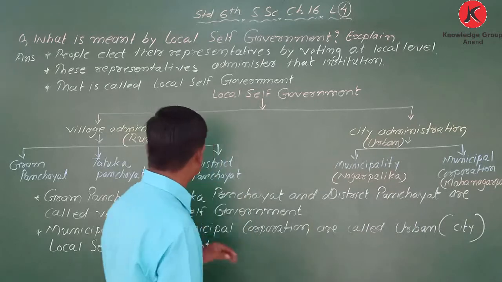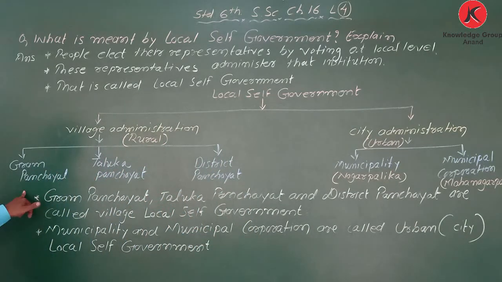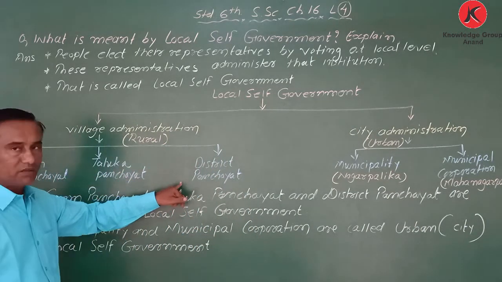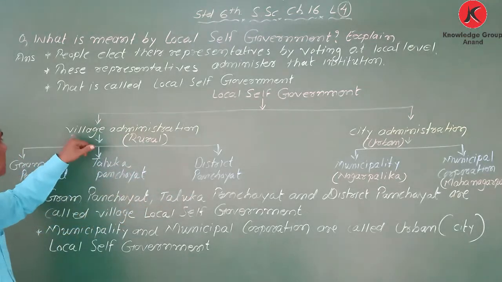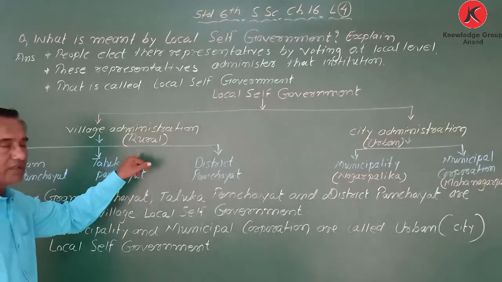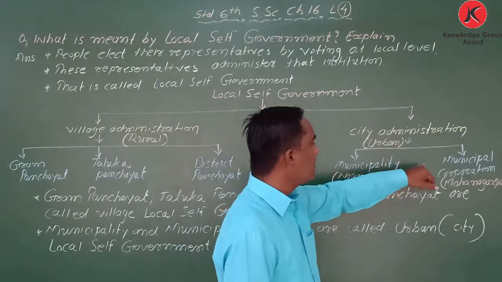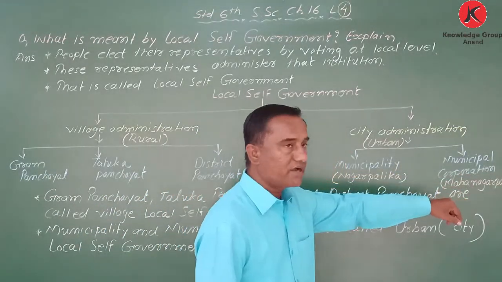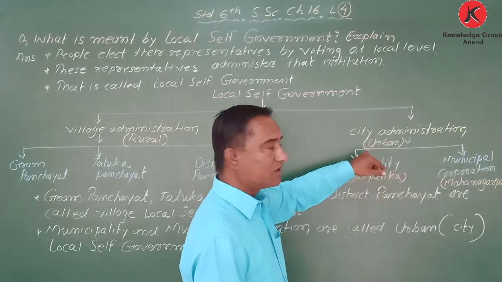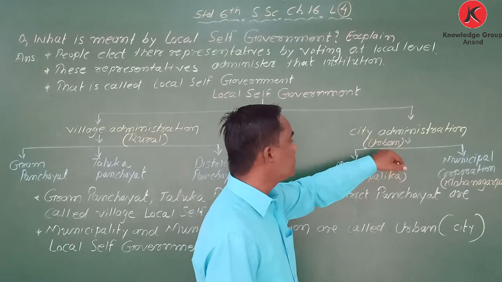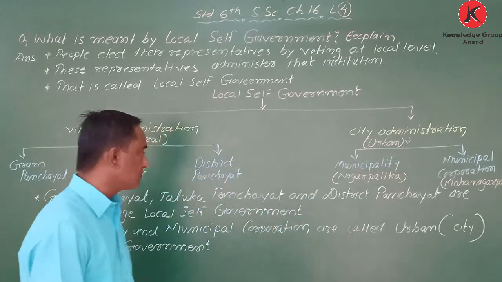Got it? So here gram panchayat, taluka panchayat and district panchayat come under village administration, meaning rural area, while municipality means nagar palika, and municipal corporation means mahanagar palika, they come under city administration, meaning urban administration. Got it?